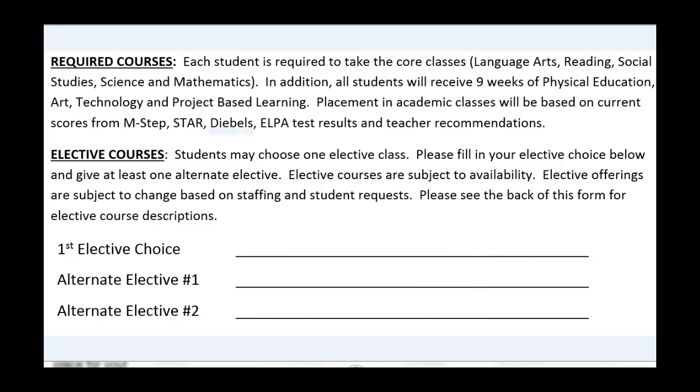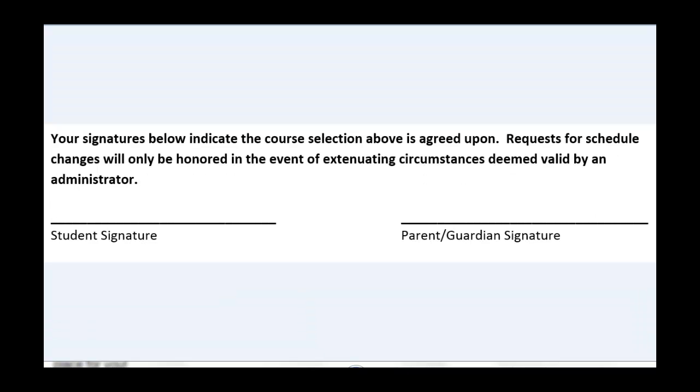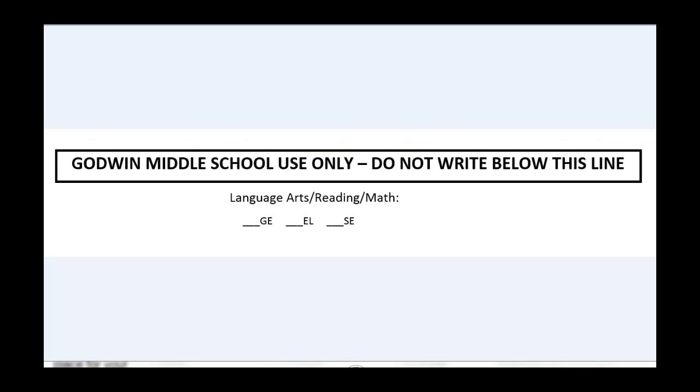Just beneath your course section on this form, we need to have a student and a parent signature. The signature is just stating that the student and parent understand this is the elective that your student will be placed in next year. If there are any schedule request changes, they will only be honored in the event of extenuating circumstances, and these circumstances must be approved by the building administrator. The bottom section of the form is for the Godwin Heights Middle School staffing only. Please do not write below that line.